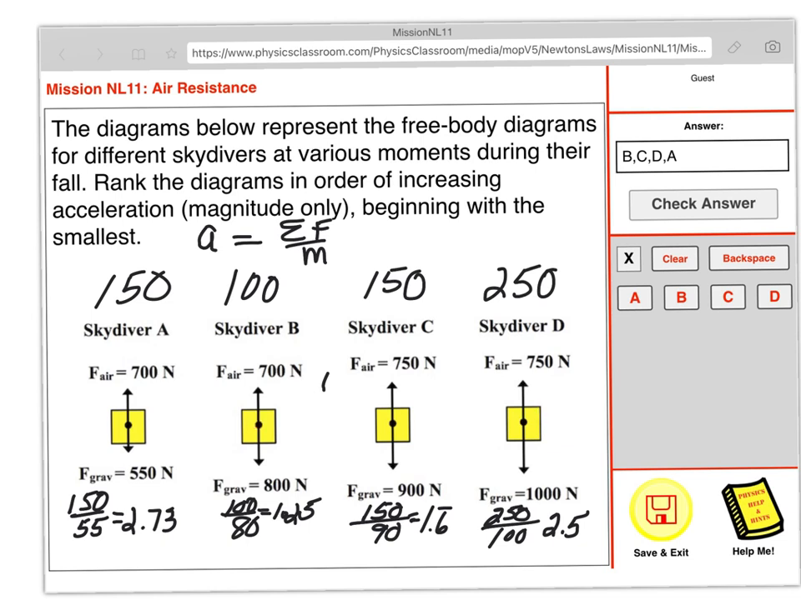And how can we tell that from the force of gravity? Using 10 for g, this would be 55, this would be 80 kilograms, 90 kilograms, 100 kilograms. And so I divided those masses into the net force, the difference between the up and the down force, and these are the numbers I got. So that gave me this ranking. Let's check it out.